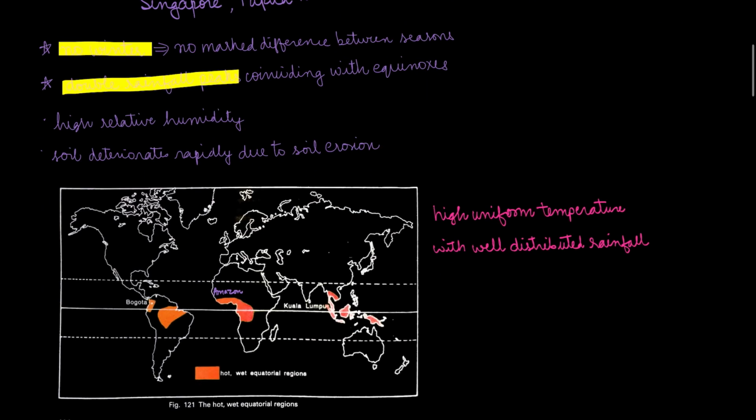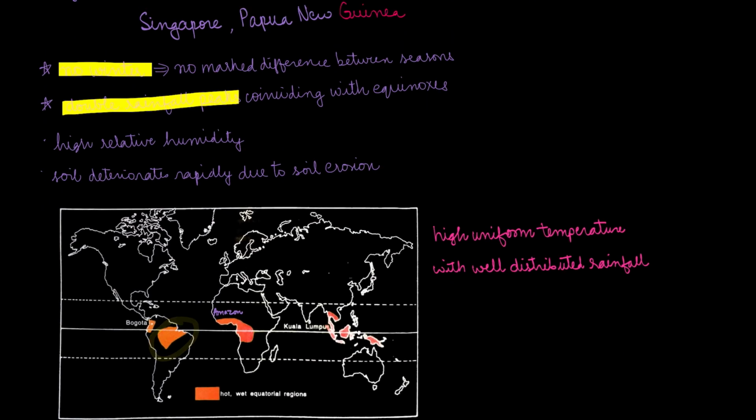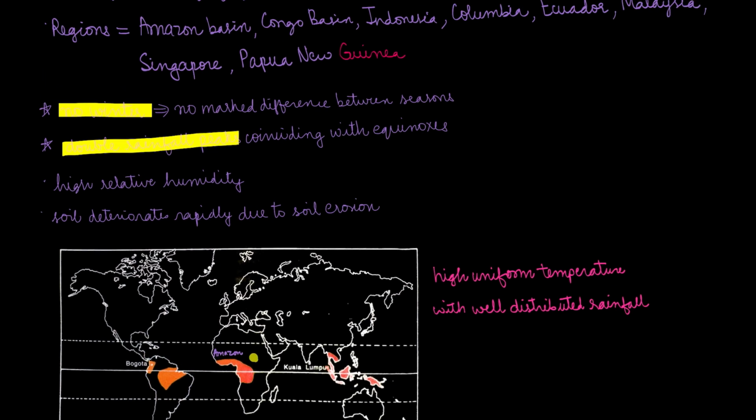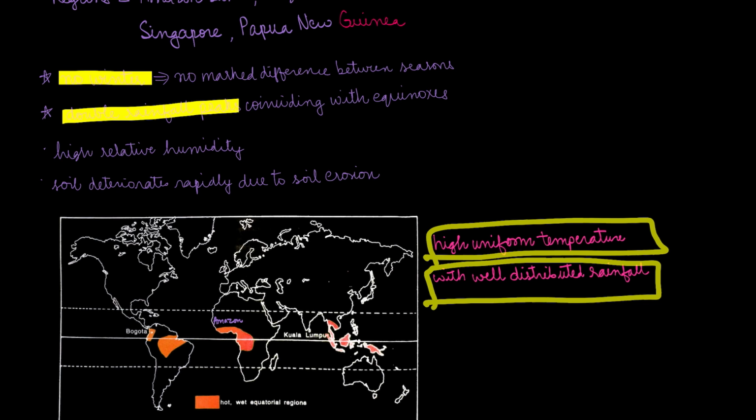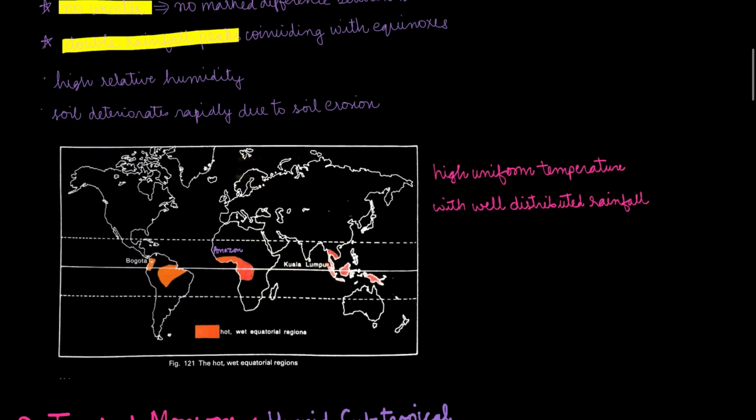So this is a representation of the regions. You could see this is the Amazon basin, this is the Bogota region, which houses Ecuador and Colombia, and this is the Congo basin in Africa, then Kuala Lumpur for Malaysia, this is Indonesia, then this is Papua New Guinea, and this tip is Singapore. So this could be summarized as a high uniform temperature with well distributed rainfall type of climate throughout the year, and there is no proper distinction between the seasons. That is why there is no marked winter season.